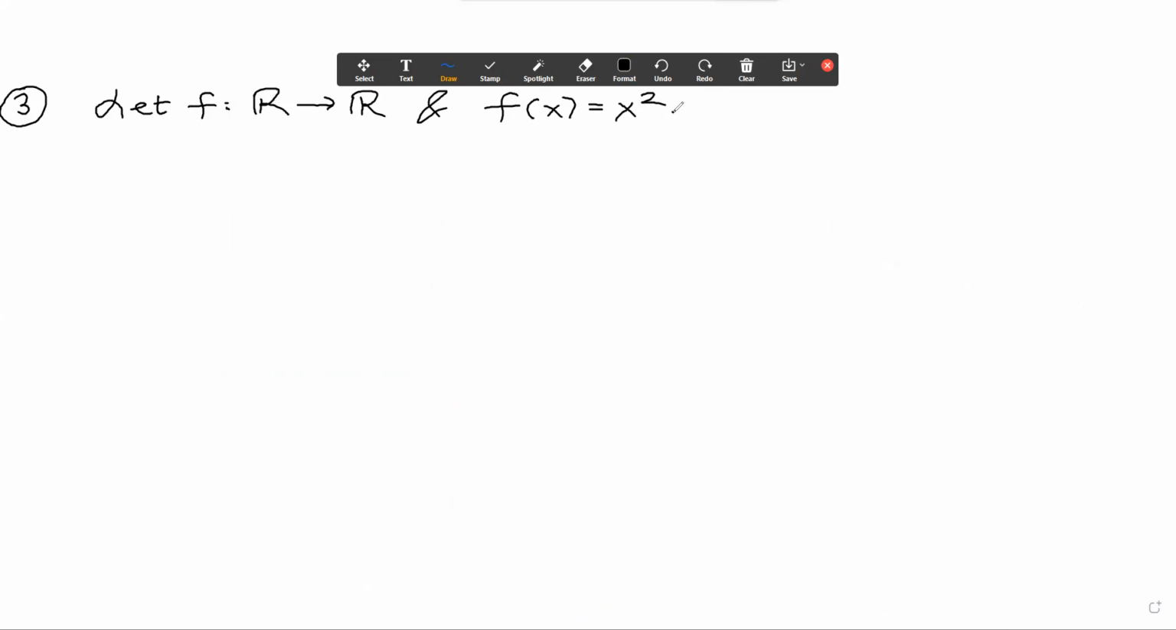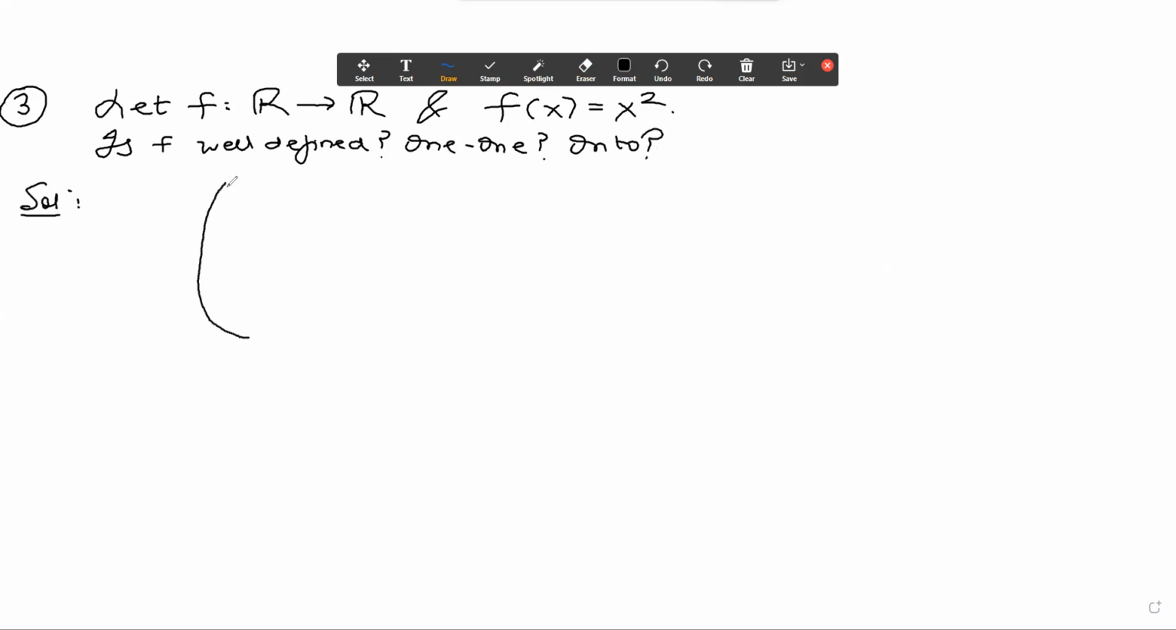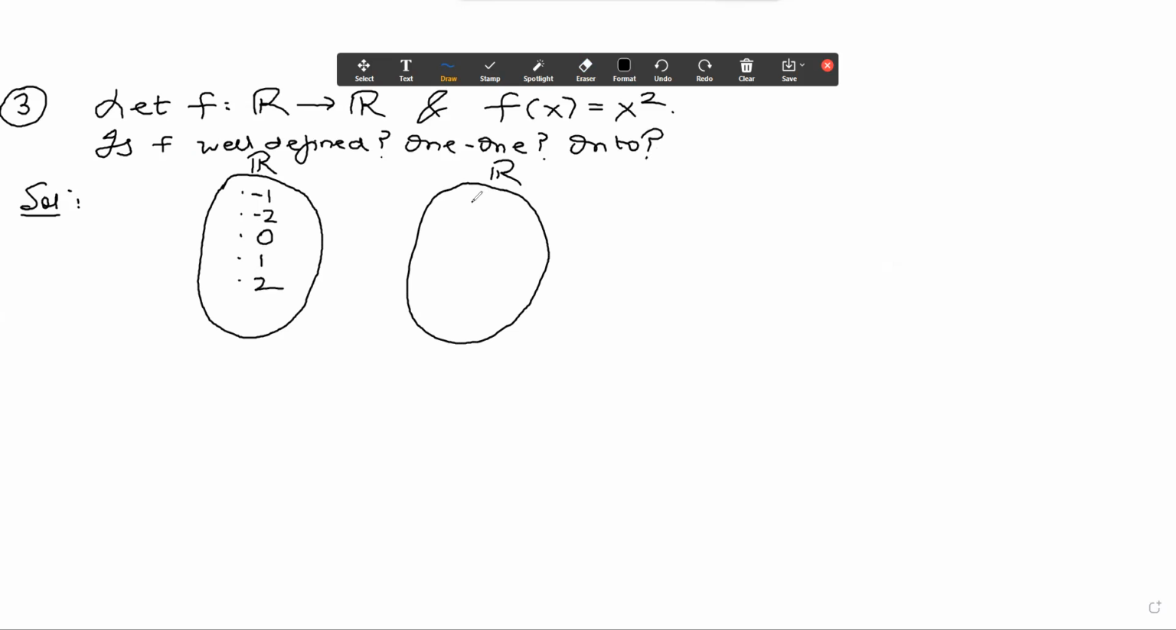Now guys, let's check whether it's well defined. So again, is f well defined? One, one. Onto. So if I draw a diagram, real numbers, I can take -1, -2, 0, 1, 2, and so on. Similarly, real numbers -1, -2, 0, 1, 2, 3, 4.